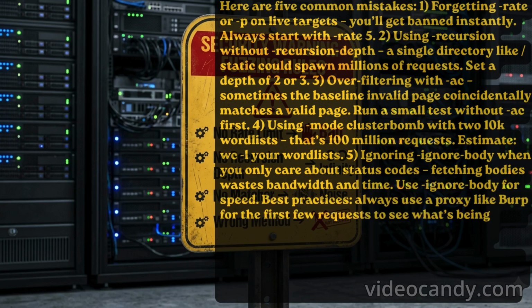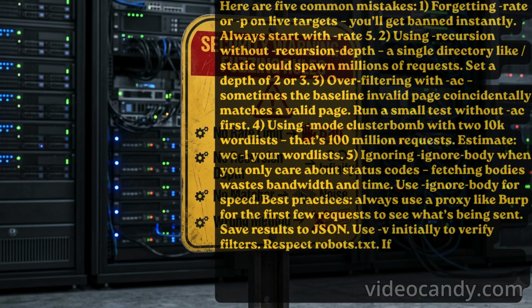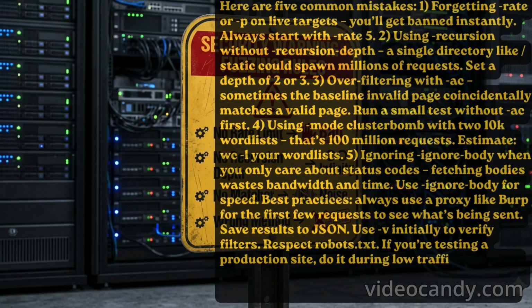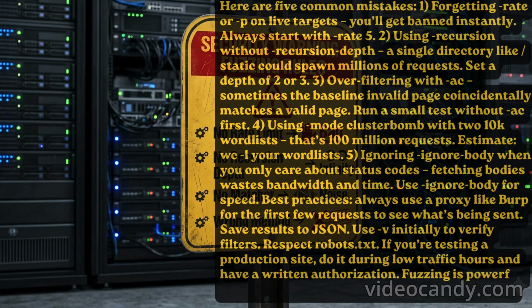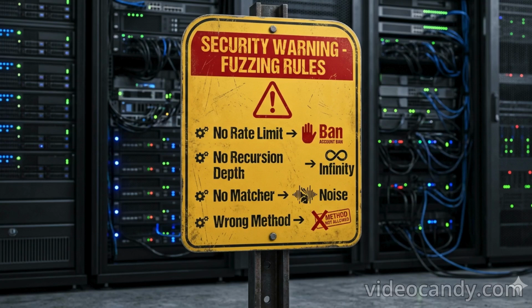Best practices. Always use a proxy like Burp for the first few requests to see what's being sent. Save results to JSON. Use -v initially to verify filters. Respect robots.txt. If you are testing a production site, do it during low traffic hours and have written authorization. Fuzzing is powerful, but with great power comes great responsibility.